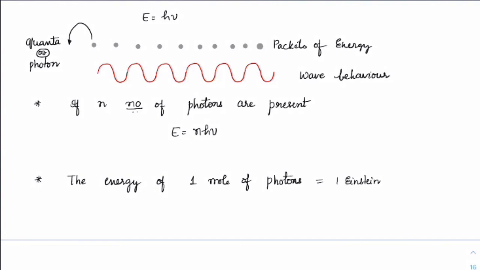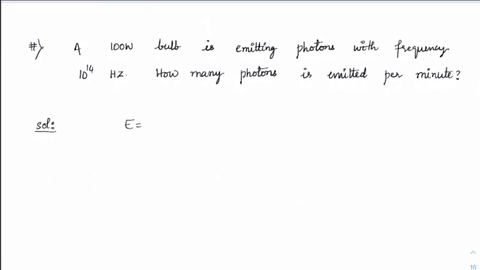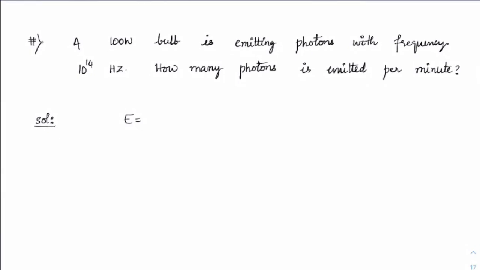Okay. First, we will see what type of questions could be asked using the quantum behavior of light. Suppose a question is given like this: a 100-watt bulb is emitting photons with frequency 10 raised to the power of 14 hertz. How many photons are emitted per minute?